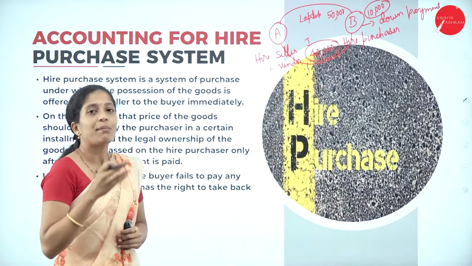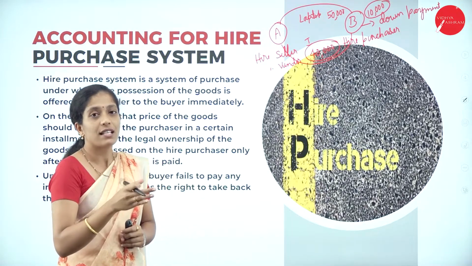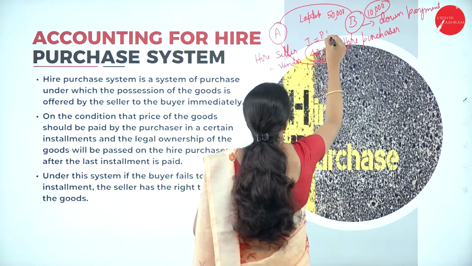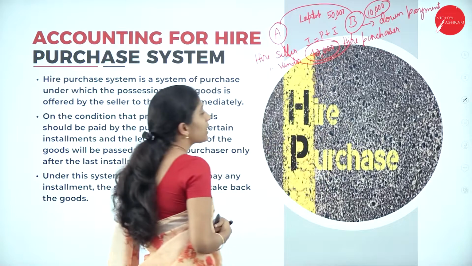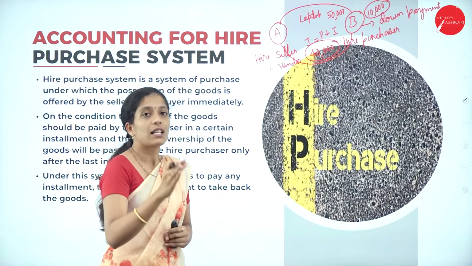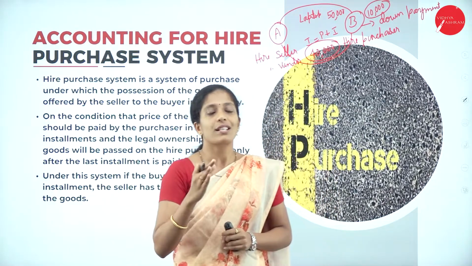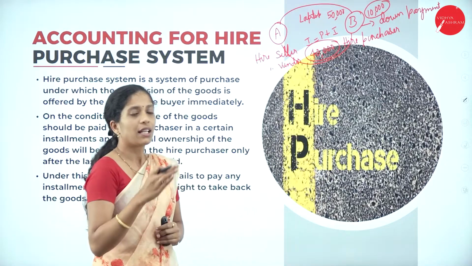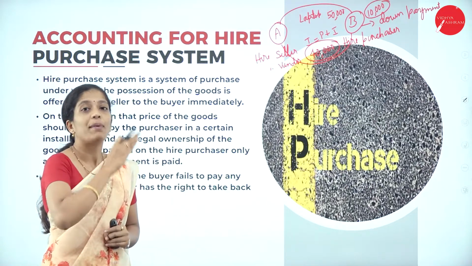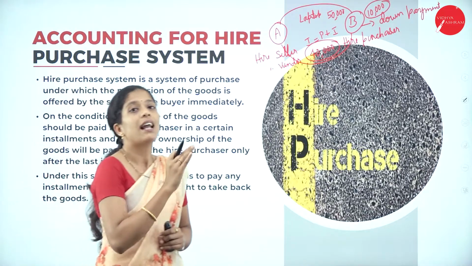The installment will be paid by the hire purchaser to the hire seller along with interest. So here the installment includes principal plus interest. This 40,000 will be divided into a number of installments. Along with the installment, the hire purchaser has to pay interest also. So this is about the hire purchase system. Here the ownership of the asset transfers from hire seller to hire purchaser only when the hire purchaser makes the last installment.